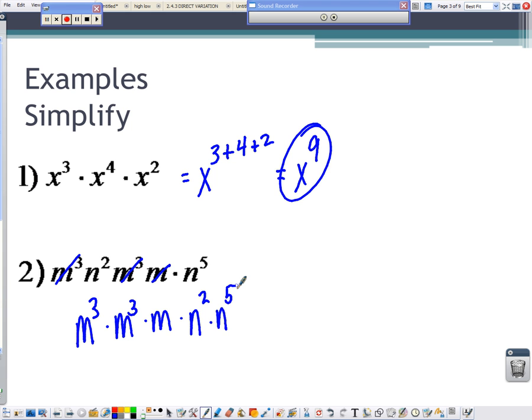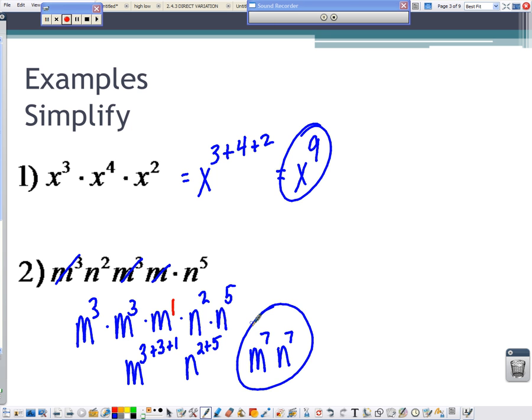So, and remember, if there's not an exponent here, then there's an invisible 1 right there, okay? So all this is going to be is m to the 3 plus 1, n to the 2 plus 5, okay? So 3 plus 1 gives me m to the 4th. 2 plus 5 gives me n to the 7th, okay? Okay? So all we do is we add their exponents.